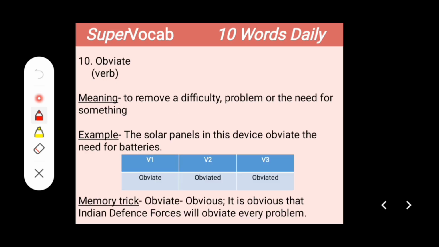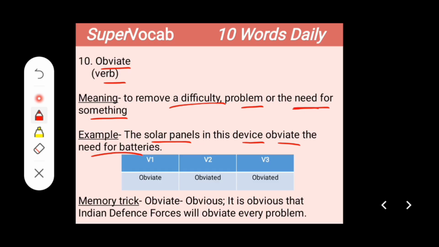Okay, and the last word is obviate. It is a verb and it means to remove a difficulty, problem or the need for something. So basically it means that if someone is in a problem and some other person helps him to come out of that problem, so he is basically obviating the problem. Okay, the example is the solar panels in this device obviate the need for batteries. So it means that any device in which we use solar panels, we don't have to use batteries. Okay, so solar panels obviate the need of batteries, right?